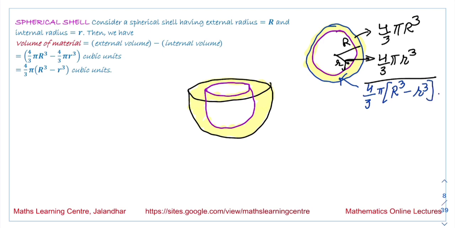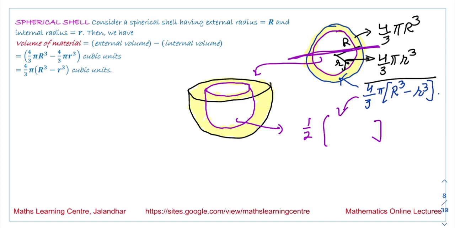If we are talking about the hemisphere, we can use the corresponding formula. If this is the whole sphere and we cut it from this point, it will become a hemisphere. So the volume of this hemisphere will be half this value. This is the volume of this hemisphere.